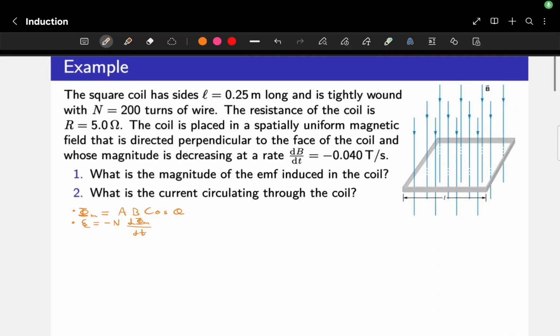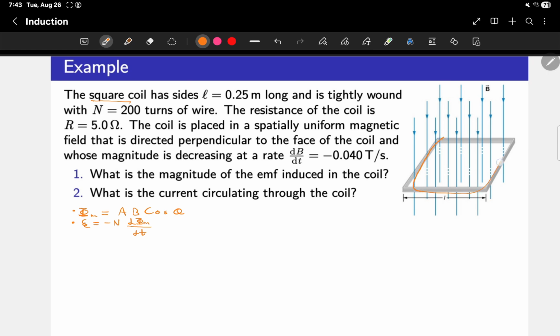Alright guys, so here we have a question on the induction chapter. What we have here is a square coil. Since they say it's a square, we assume it's a square despite it looking like a rectangle. So it's a square coil. It has a length and it's tightly wound with 200 turns of wire.